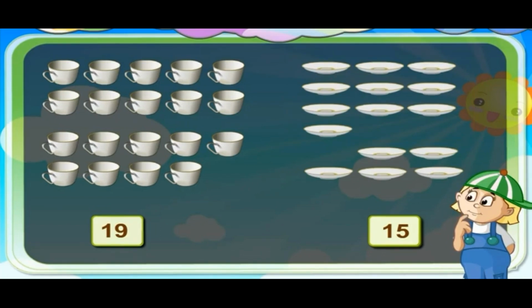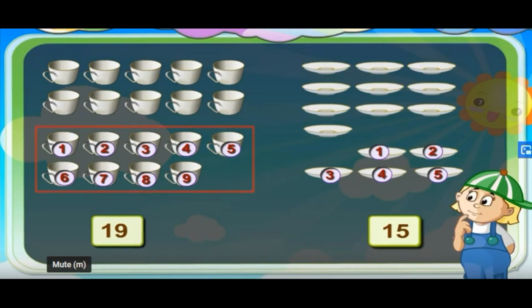Now let us count the remaining cups. 1, 2, 3, 4, 5, 6, 7, 8, 9. 9 cups are remaining. Now let us count the remaining saucers. 1, 2, 3, 4, 5. 5 saucers are remaining. Now 9 is bigger than 5, which means 19 is bigger than 15.